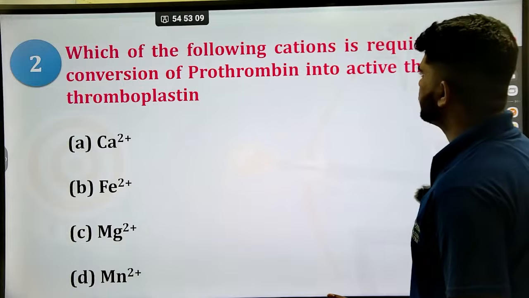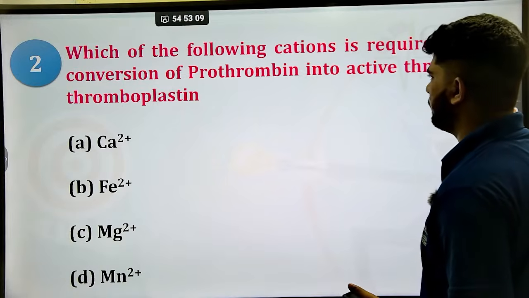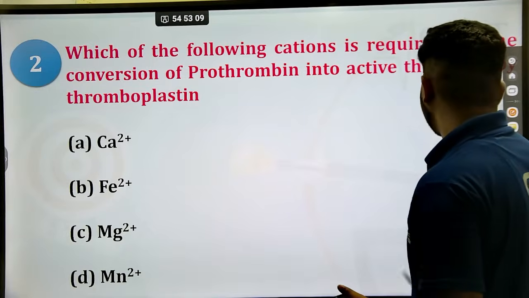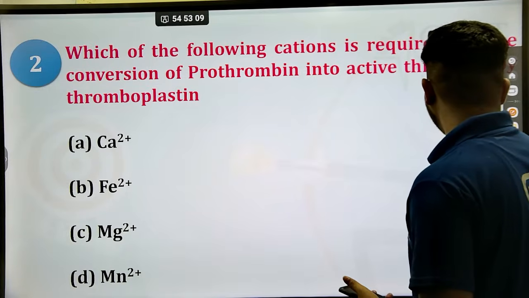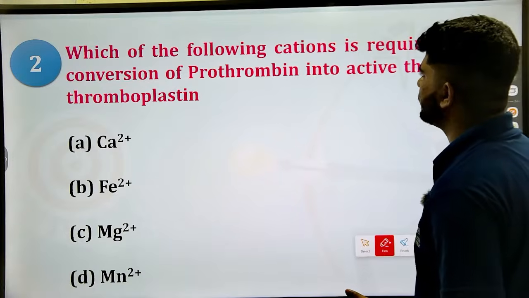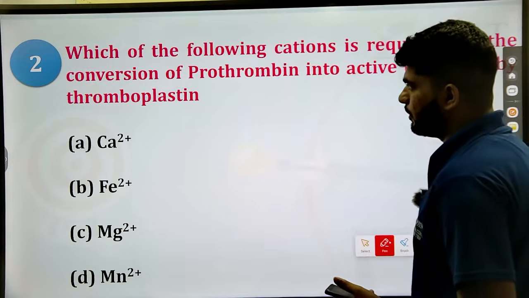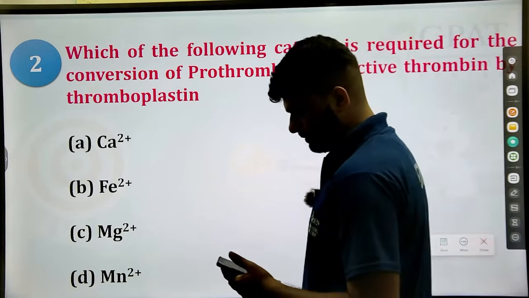Chalo. Which of the following cations is required for the conversion of prothrombin into active thrombin by thromboplastin? Okay, what's that, guys? Which one is it? Calcium?